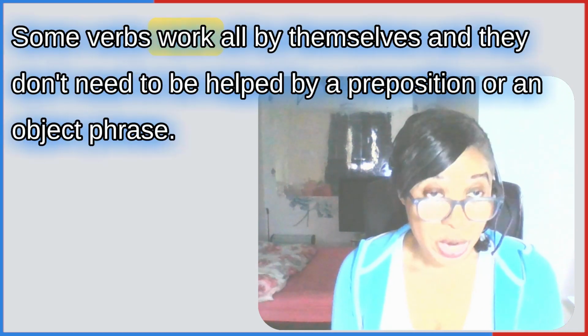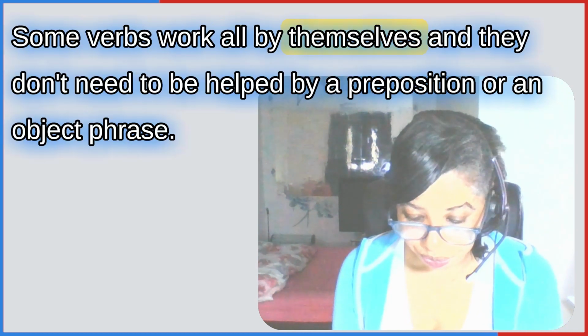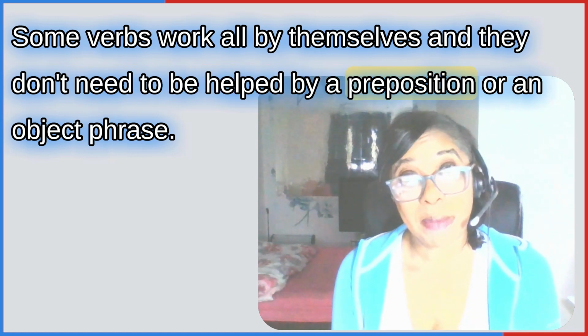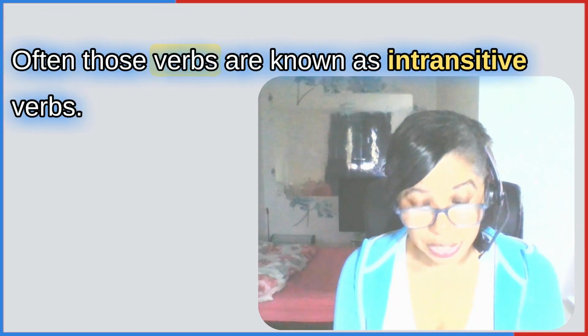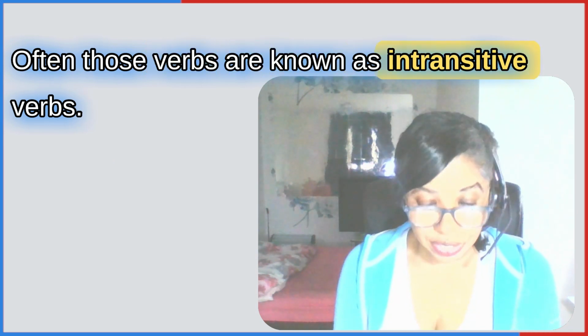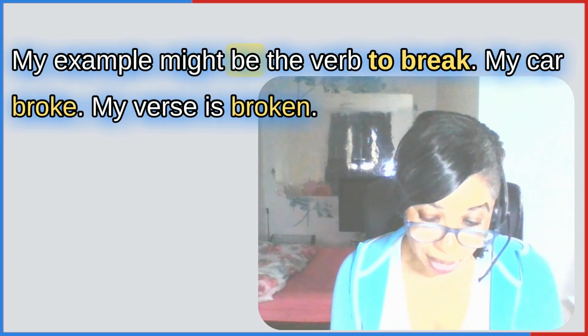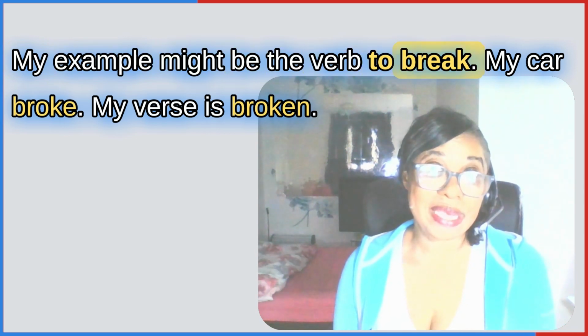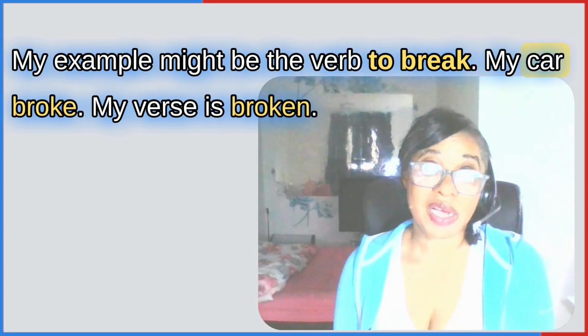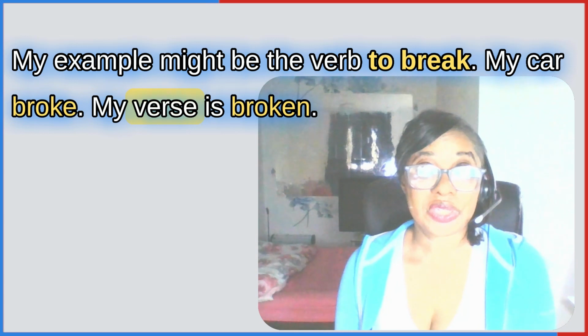Some verbs work by themselves, and they don't need to be helped by a preposition or an object phrase. Often those verbs are known as intransitive verbs. My example might be the verb to break. My car broke. My car is broken.